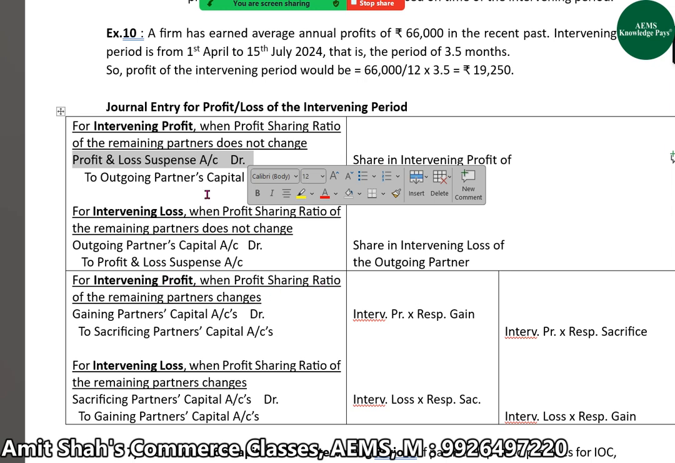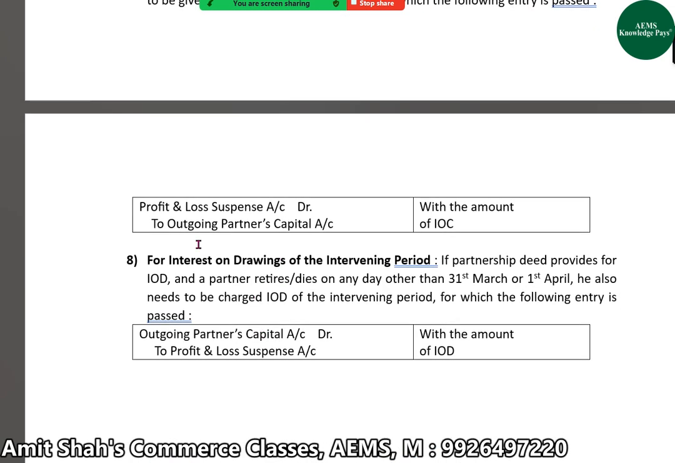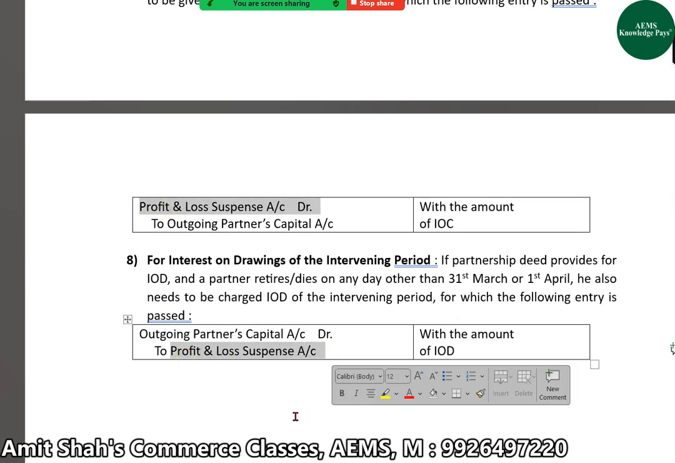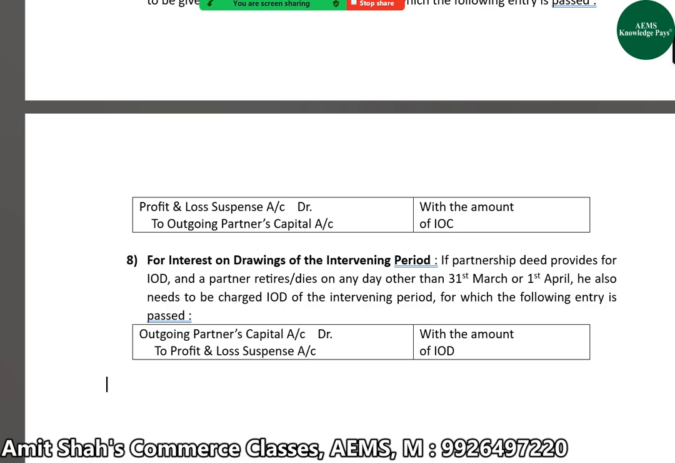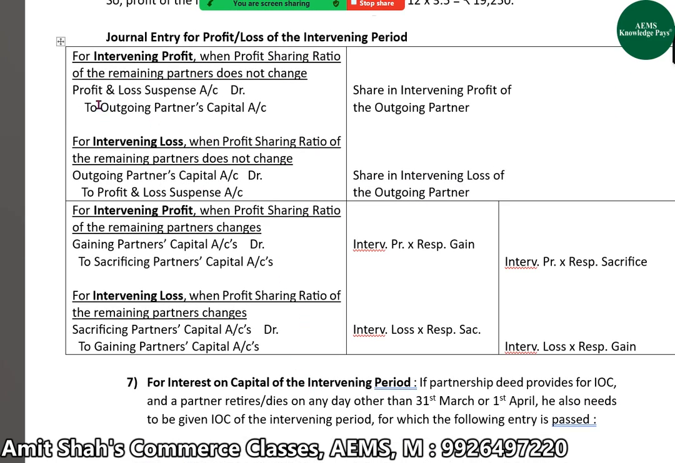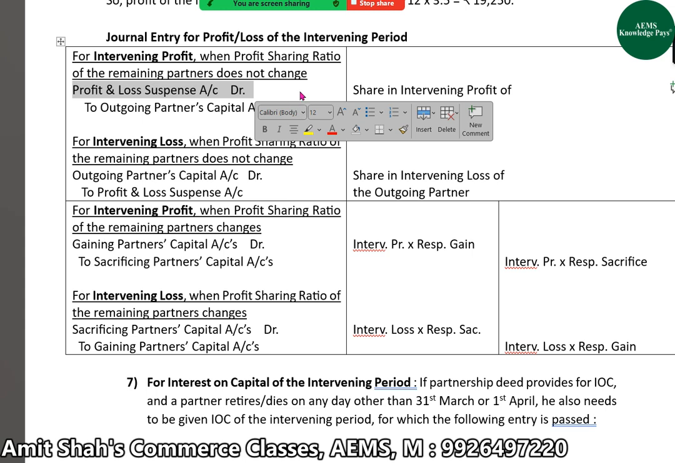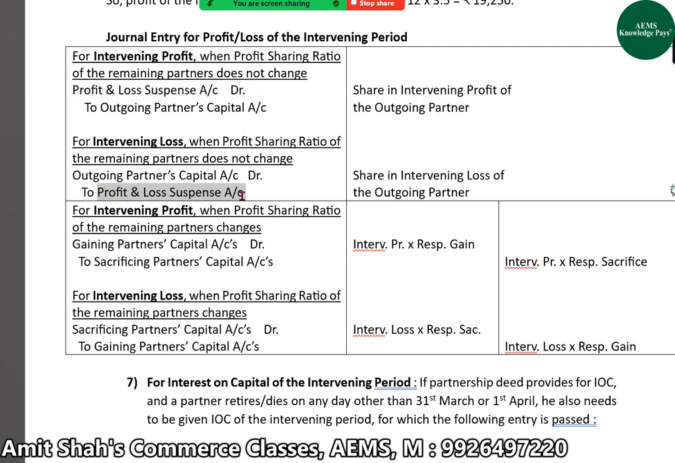So this P&L suspense, whether it has a debit balance or credit balance, will go to the trial balance at the year end. Which year? The year in which a partner has retired or died. From the trial balance, you will pick the balance of it and show it in the P&L account. You will show this debit balance in the P&L account on the debit side. And if it is a credit balance, you will pick the balance and show it on the credit side of the P&L account for these profit or loss.